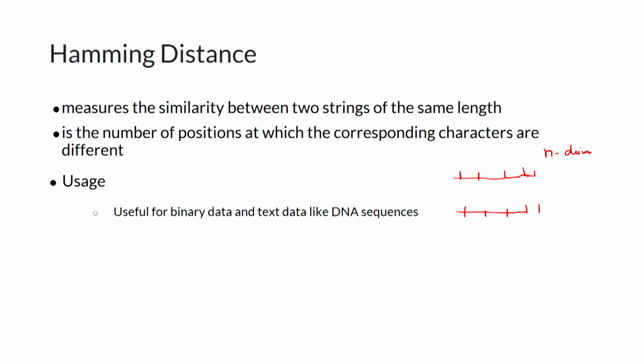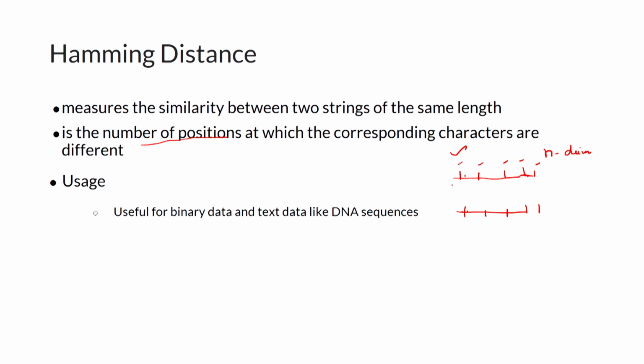But here we generally calculate Hamming distance when your features are categorical features, because as per the definition it is the number of positions at which the corresponding characters are different. So, we can compare these two directly when this feature is a categorical feature.